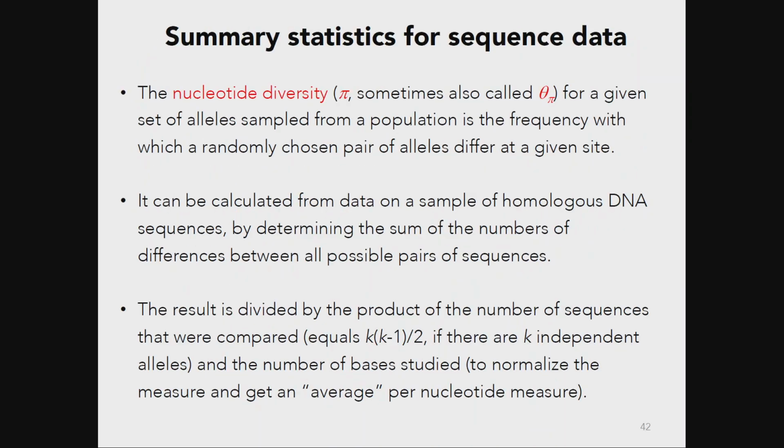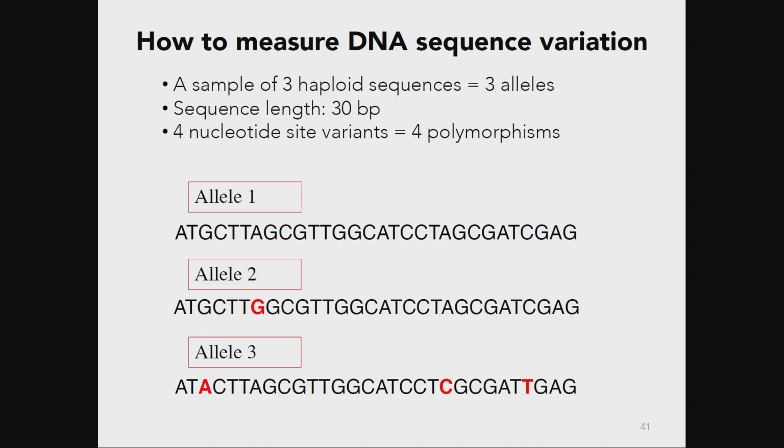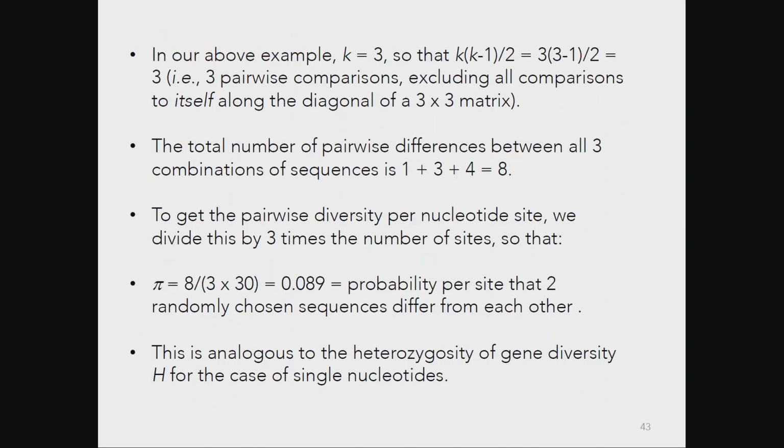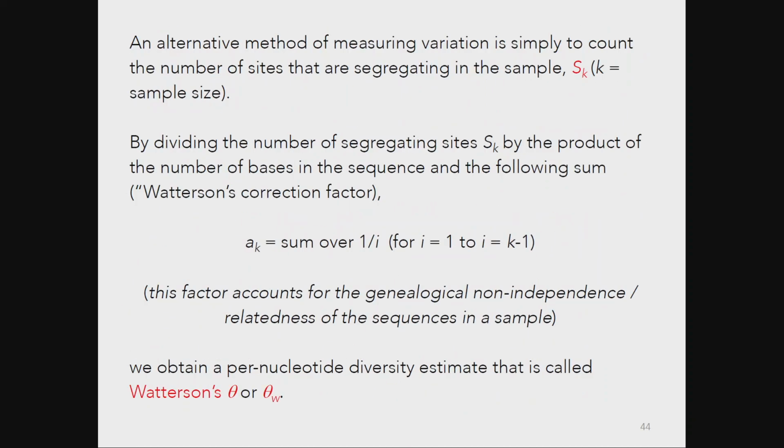What is the number of segregating sites in this example? The number of segregating sites here is also 4. 1, 2, 3, 4. Segregating variation means that we have polymorphisms, so it's just the number of polymorphisms. That's the number of segregating sites. I want you to think of this measure as the number of segregating sites.